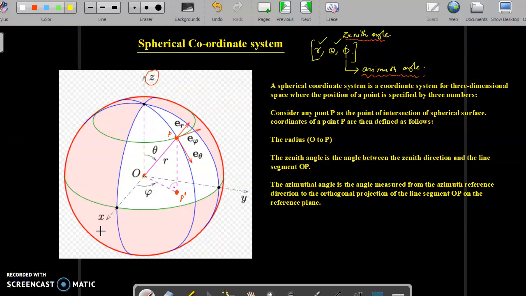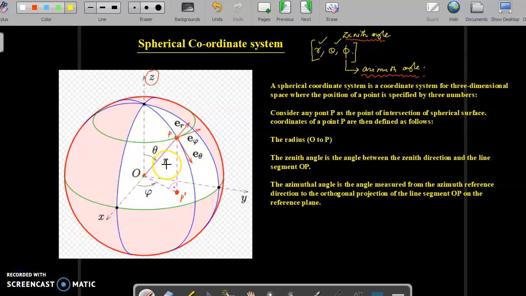So be sure about the three coordinates of the spherical coordinate system: r, which represents the radius of the sphere, and theta, which represents the zenith angle. That means the angle made by OP with respect to the Z axis is called the zenith angle. Similarly, the projection of the point P onto the XY plane is P dash, and OP dash makes an angle phi with respect to X. This is called the azimuth angle.